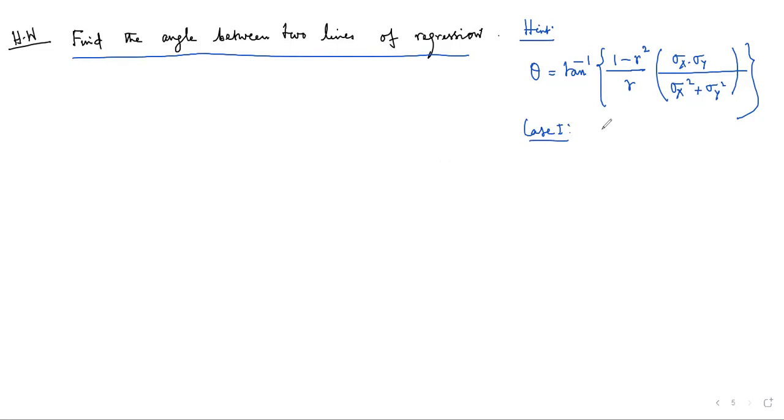Find out what is happening when r is equal to 0. Case 2, when r is equal to 1. Case 3, when r is equal to -1. Try to find out the special cases. Depending upon the correlation coefficient's value, how the angle between the two lines of regression will change. Try to find this out. This is a homework for you.